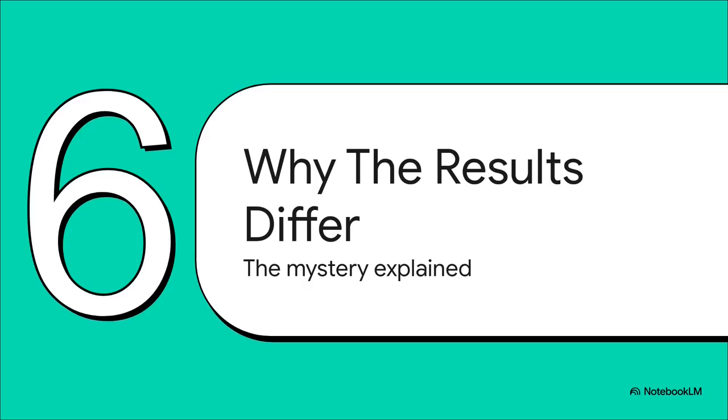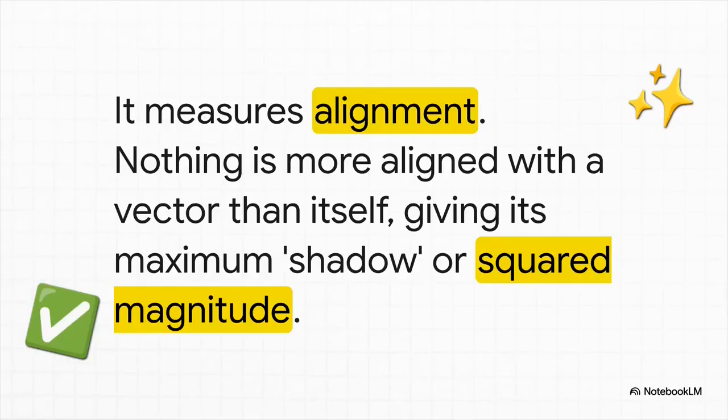Let's finally unravel this mystery. Because understanding why these results are so different, well, that's the whole point of this. So, why was the dot product 14? It's actually pretty straightforward. Remember, the dot product is all about alignment, about that shadow. And, well, nothing is more aligned with something than itself. You're getting the absolute maximum shadow possible, which mathematically just turns out to be the vector's length squared.